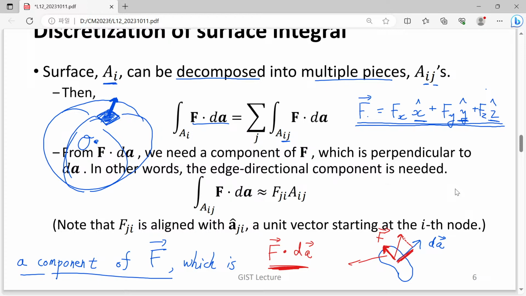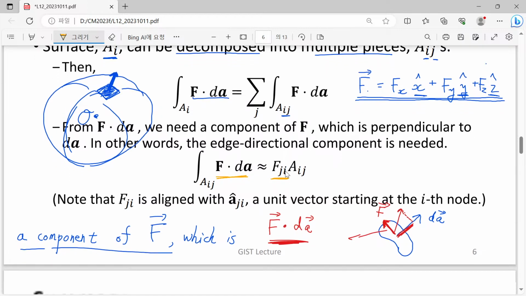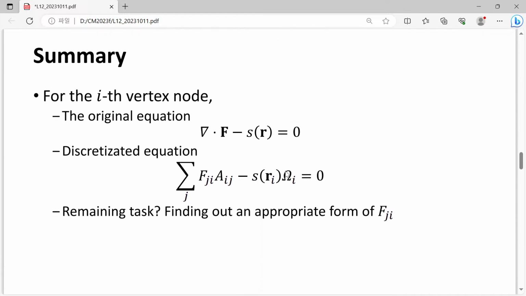So that's the reason why we are quite safe to consider this kind of approximation. So simply speaking, now we should find out the edge directional component of our vector field F. Okay, so let me just summarize today's talk.